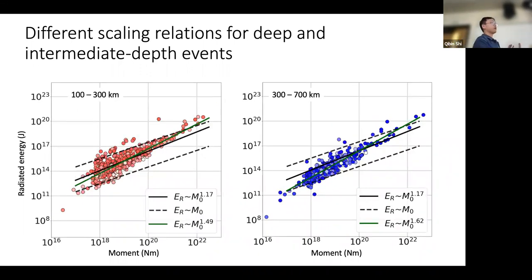So if we separate them, this is the denoised result. Separating them, we can see that they follow different scaling. They have different slopes for the best fit line. This indicates that the intermediate depth earthquakes and the deep focus earthquakes may have different rupture processes or different rupture mechanisms. So this is what we observe from the denoised data.